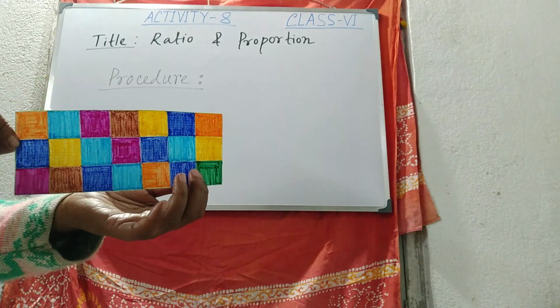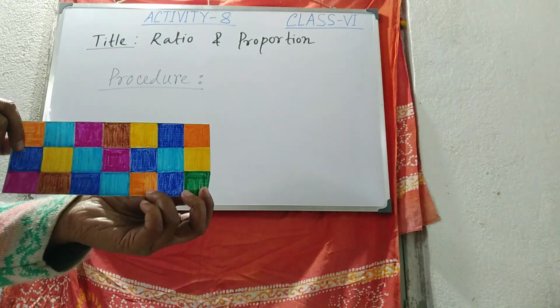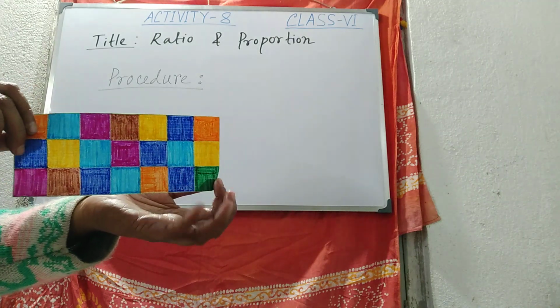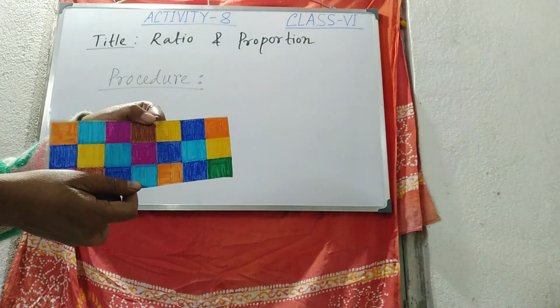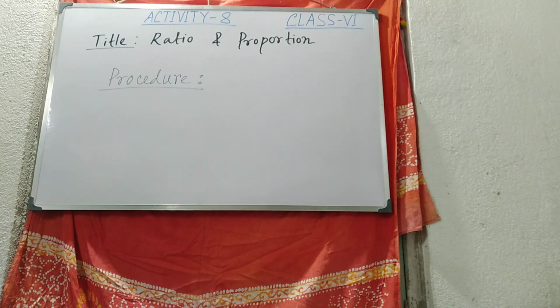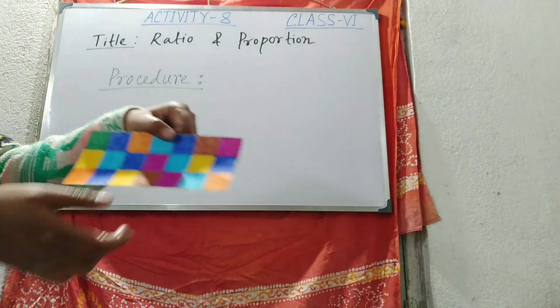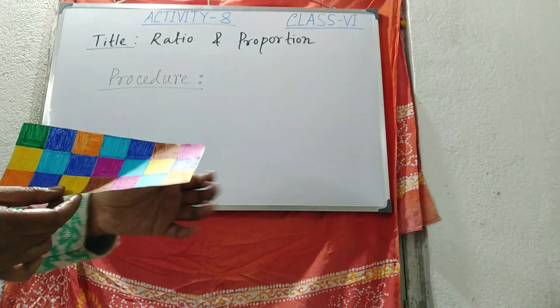In this way, whatever number you want, you can take. I have taken 21, but that does not mean you also have to take 21. I suggest you take any other number except 21. Try to gain the concept of whatever we are doing, and try to do it by yourself. After filling all the square boxes, in the procedure part you have to paste it in your copy.